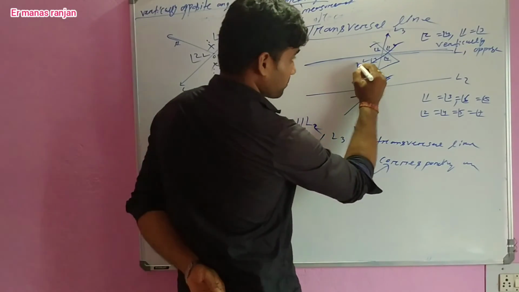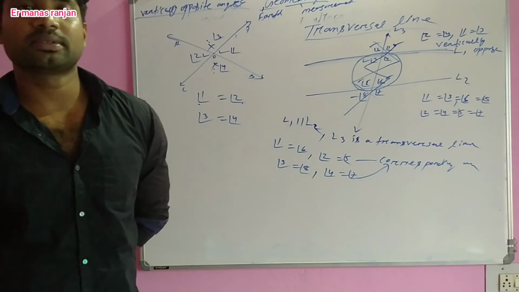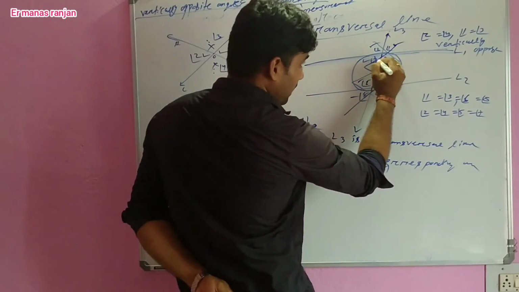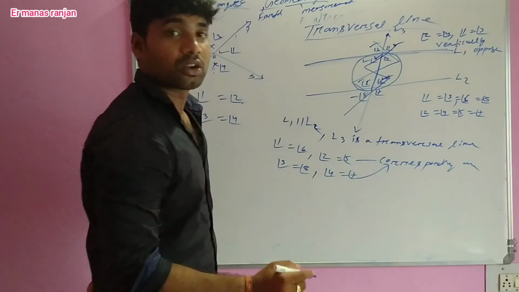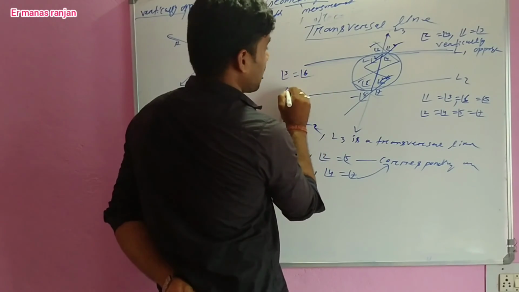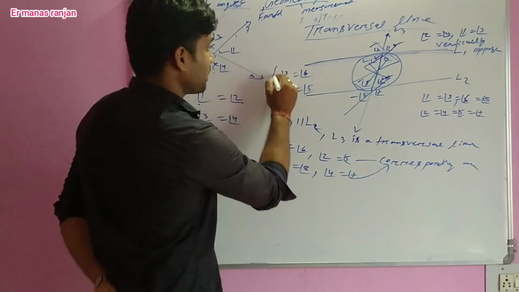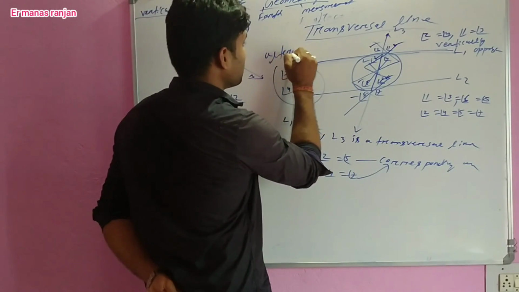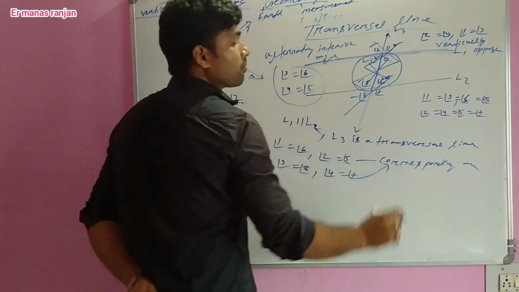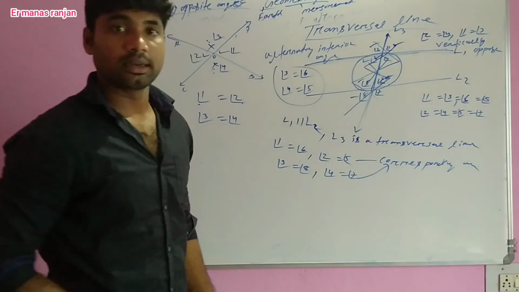But here, angles 3, 4, 5, 6 are called interior angles. So here is a transversal line. Angle 3 and angle 6 are alternate interior angles. Angle 3 equals angle 6 and angle 4 equals angle 5. These are alternate interior angles. Okay, understood? Here is a transversal line.